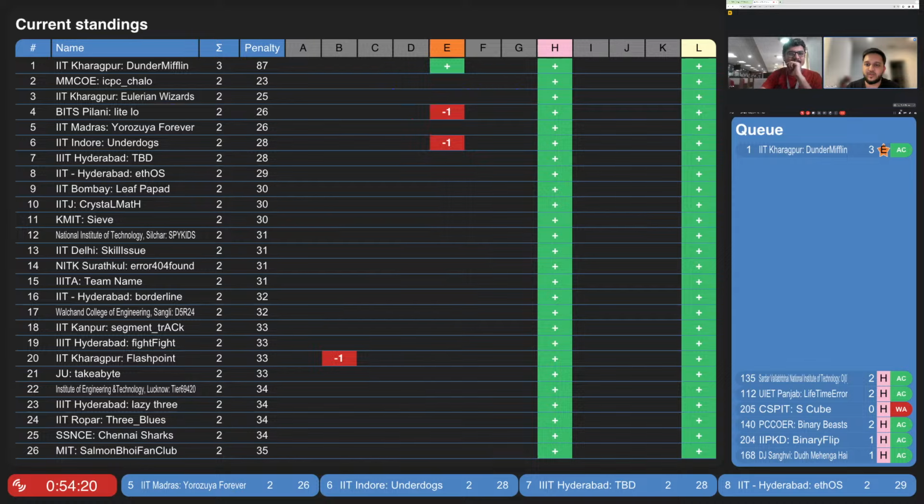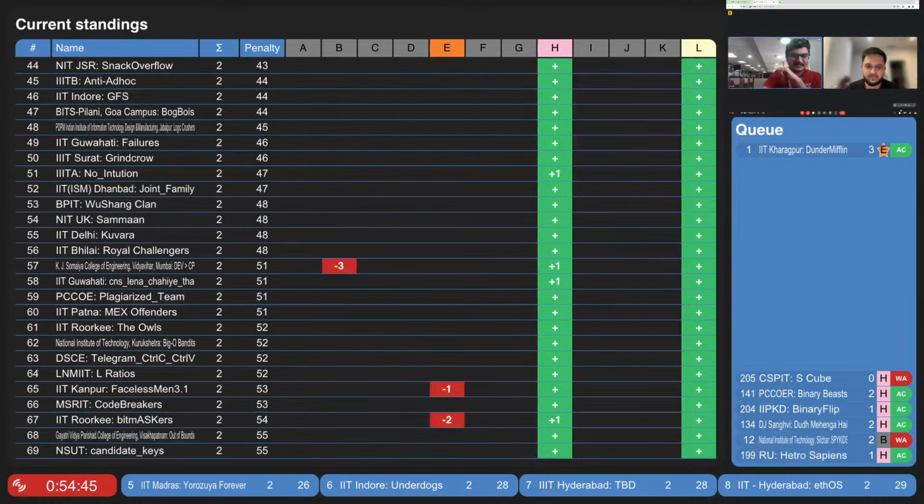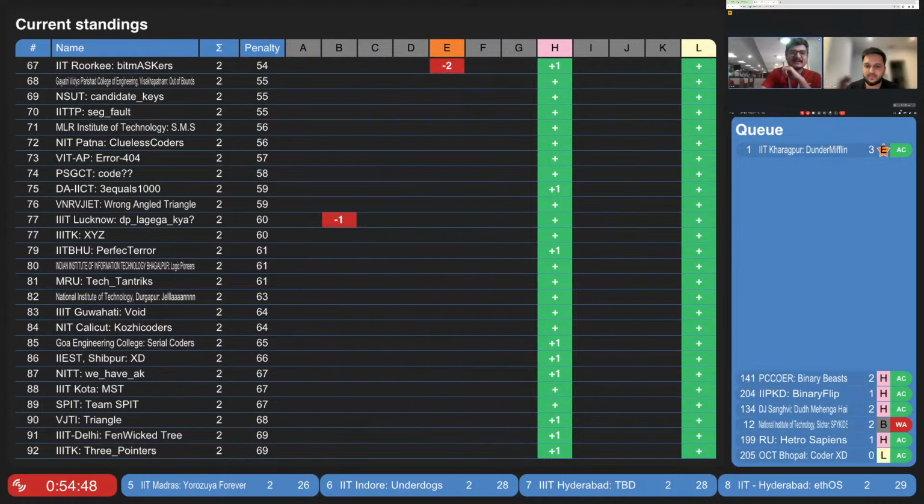And it looks like Dr. Mifflin has solved cubic, so they are at 3 problems now. Dunder Muffin from IIT Kharagpur. Yes, they have solved it. So they are the first team to get AC on three different platforms, and by virtue of that, they are at first place.